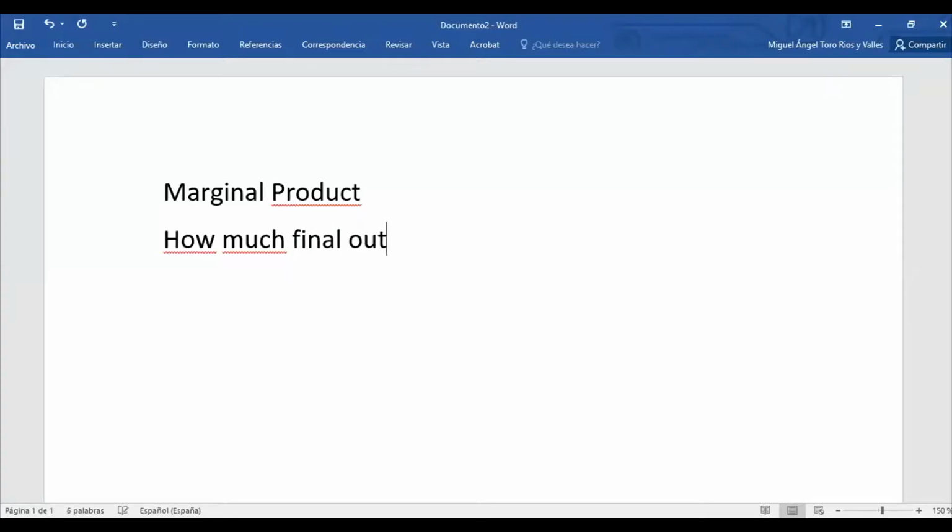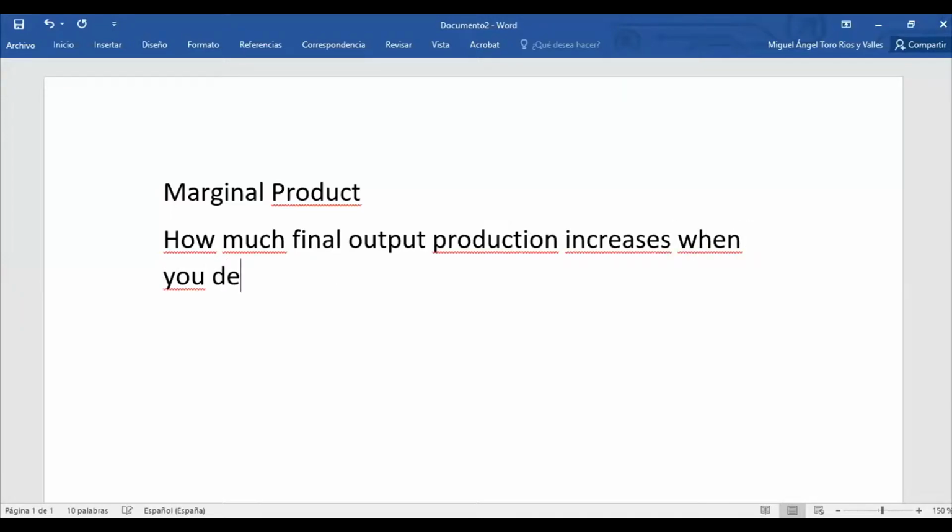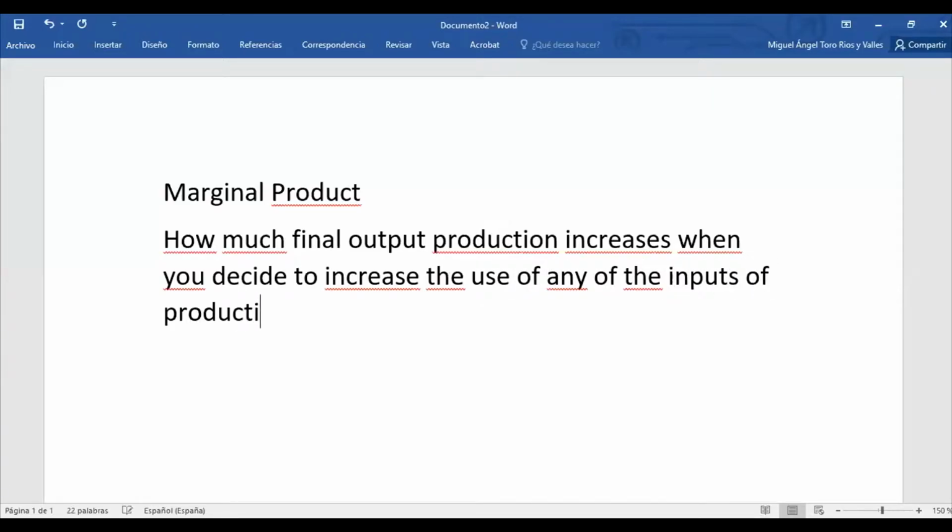An alternative way of seeing this is that the marginal product of a particular input is how much using extra units of that input increases production. Basically, it's each extra worker, each extra machine, each extra material, how much more production it will allow me to reach. That is the definition of the marginal product. Basically, how much will production of my final good increase whenever I decide to increase the use of any of the particular inputs of production.